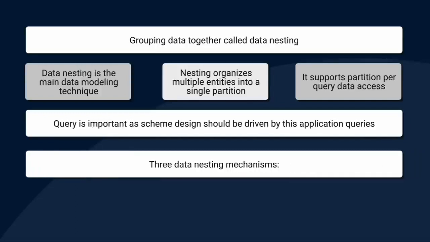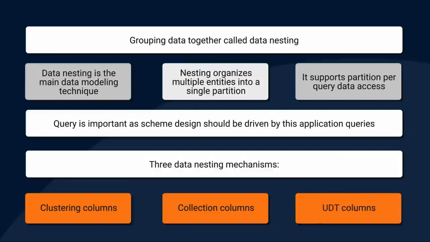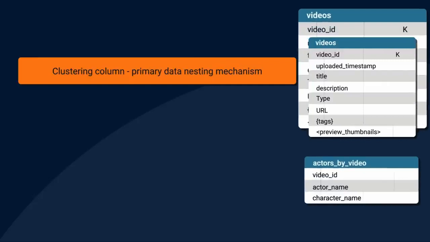There are 3 main ways of nesting data in Cassandra. These are clustering columns, collection columns, and user-defined type columns. Clustering columns are the primary data nesting mechanisms. Look at the actors by video table on the right. We apply a query to filter by video ID, but we nest the actors by their actor name and the character name using clustering columns.